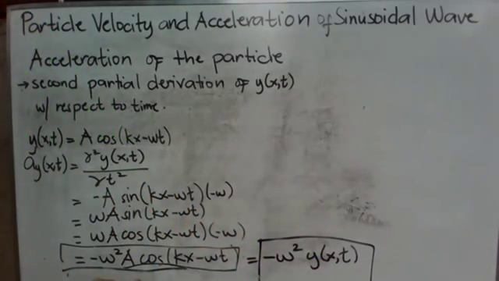Since A cos(kx − ωt) is the expression of y as a function of x and t.